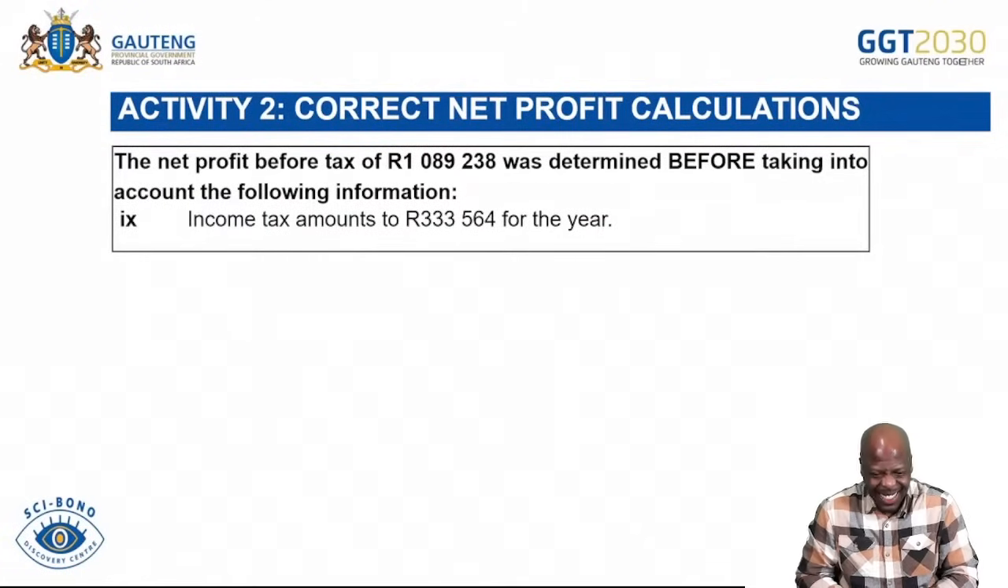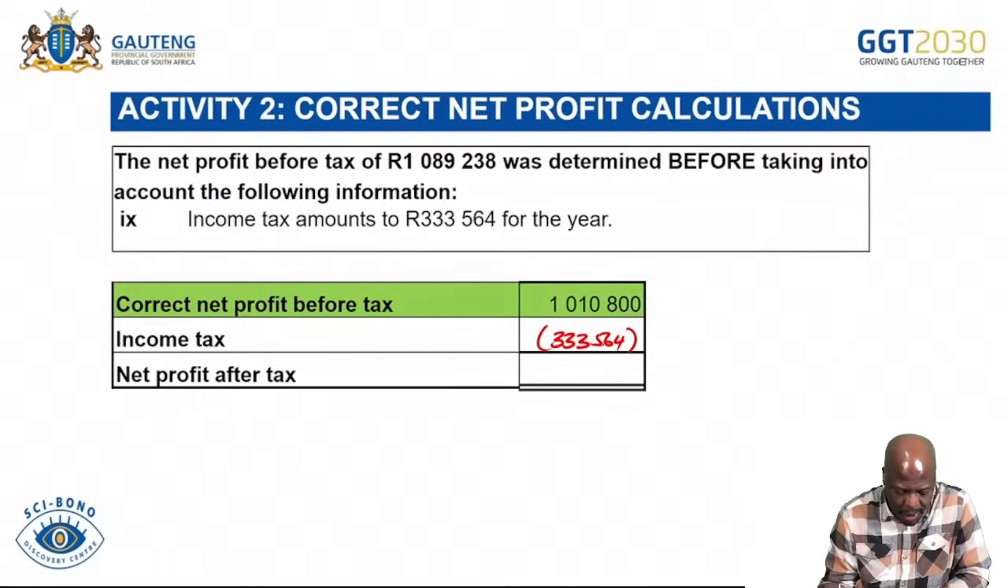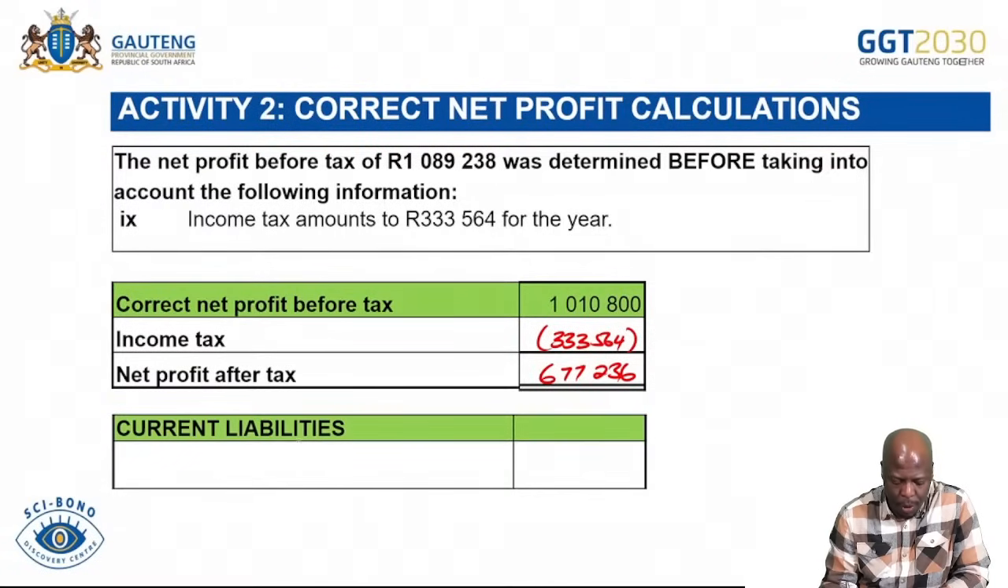And it's the last one, and it reads, income tax amounts to 333,564 for the year. Already you have an idea what is going to happen here. You're just going to come here and it's 333,564, and then you get your net profit after tax, which is your 677,236. And we should be able to record that one as well under our current liabilities.